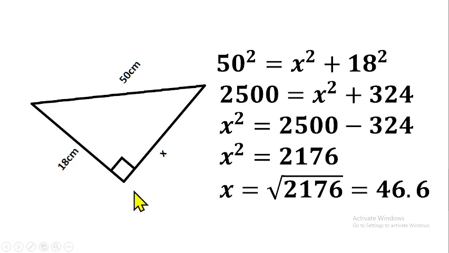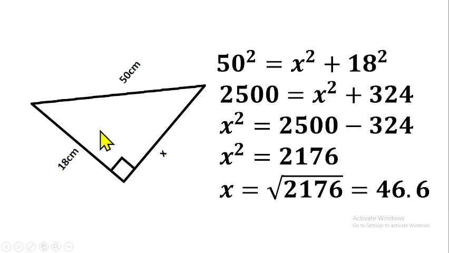This side is given 18 centimeter, and this side is given 15 centimeter. So we are looking for the third side, which is labeled x. It means that we can apply Pythagoras theorem to find the third side. And if you formulate the Pythagoras theorem, what will it become?